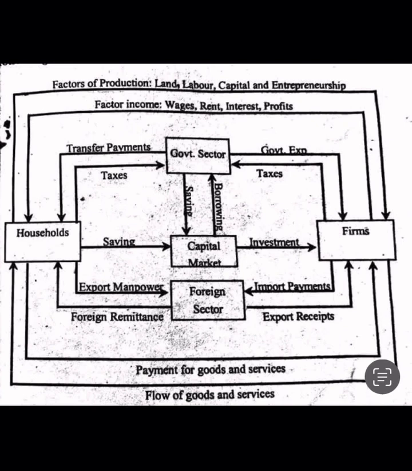So let's analyze our circular flow model. Here on my screen, I have a 5-sector circular flow model, right? In this model, you can see that the government, the firms, the foreign sector, and the households are the 4 sectors of a circular flow. And then the capital market is in between, or we can say the financial market is in between.